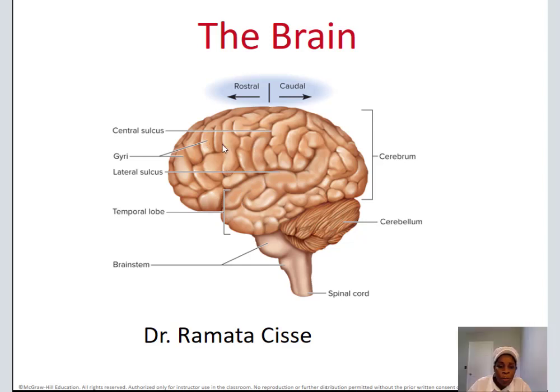And then you see some bumps and some grooves here. The bumps are called gyri, one gyrus. And then the grooves are called sulci, or one sulcus. You have the lateral sulcus here, a big one you see, and then the central sulcus you see on top here dividing rostral and caudal.